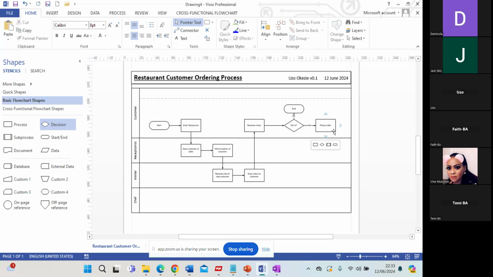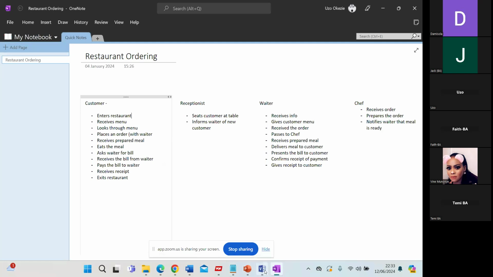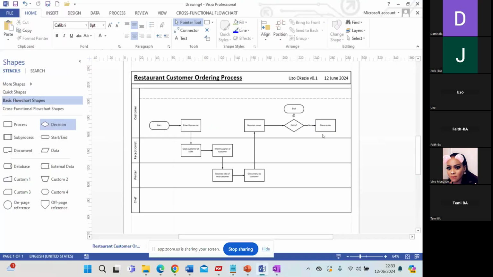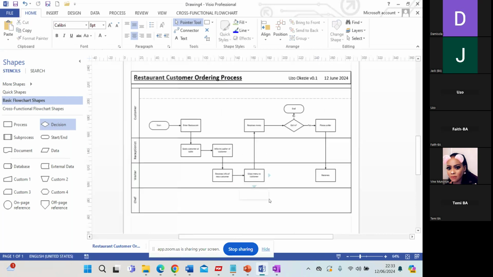And then if he says yes, places order, then we continue. He receives the menu, looks through the menu, places an order, and then the order is received and passed to the chef, and all that process continues here because he says yes. Remember, he places an order with the waiter, so we have to bring this activity there. So it receives the order, and then we continue until we're done.